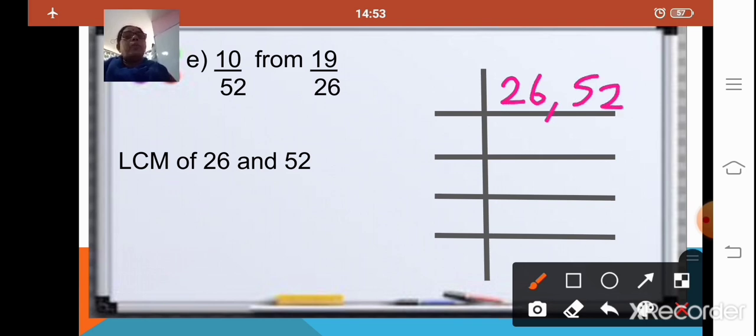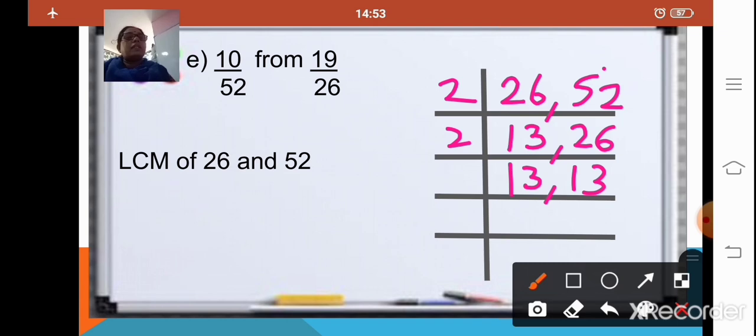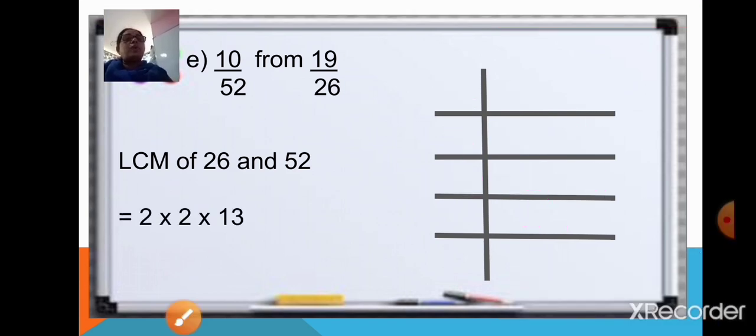26 and 52. 2 1s are 2, 2 3s are 6, 2 2s are 4, 2 6s are 12. Okay. Again it is divisible by 2. 13 will remain as it is. 2 1s are 2, 2 3s are 6. Now here 13 is divisible by the number itself. So 13 into 2 into 2, that is your LCM is 52. Yes, 2 into 2 into 13, LCM is 52. Or directly also you can write, because 52 is a multiple of 26. So 52 will be your LCM.